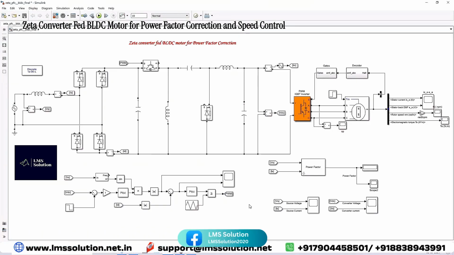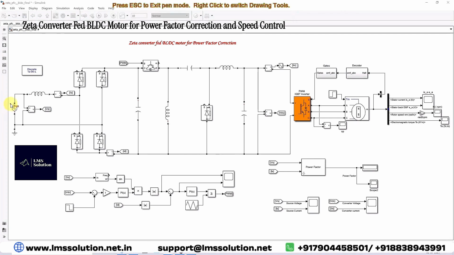Today we are going to see a MATLAB simulation of a Zeta converter for the BLDC motor for power factor correction. This is a simulation model for the Zeta converter for a BLDC motor. It consists of a single phase AC source, which is converted into DC by using a diode rectifier. Here we are using a capacitive filter to convert that full rectifier output into DC, VDC. After that, we have used the Zeta converter here.